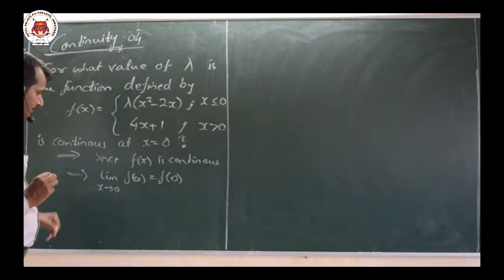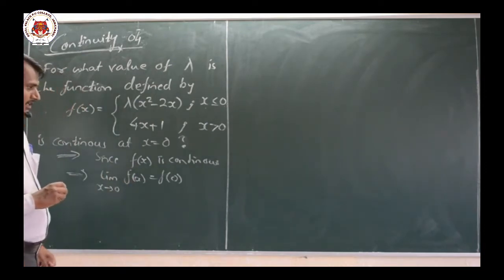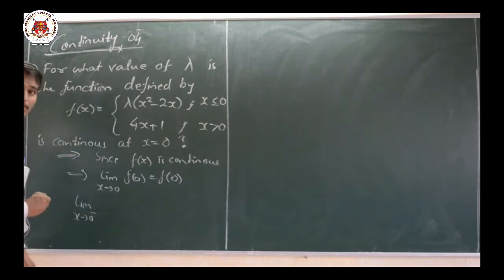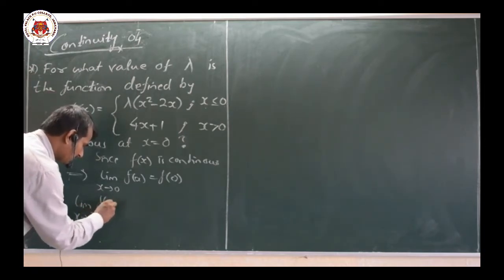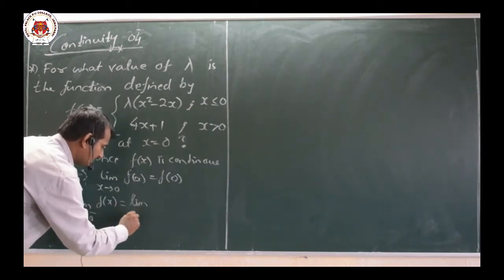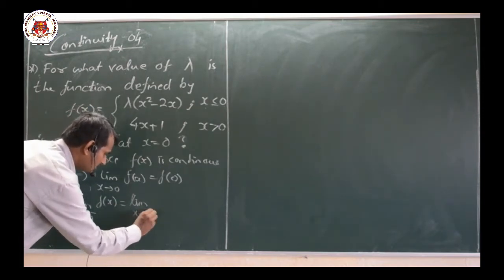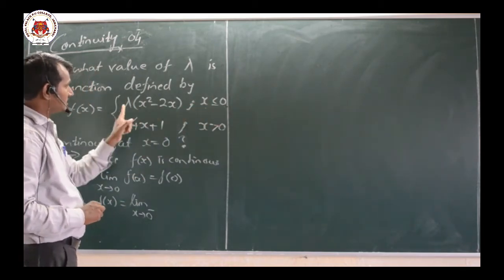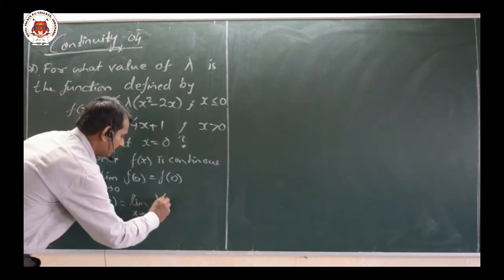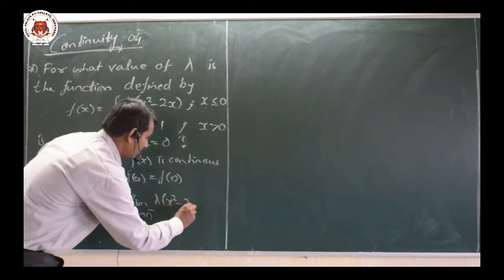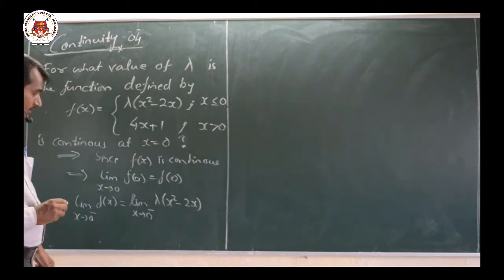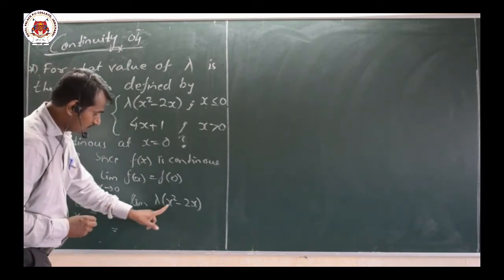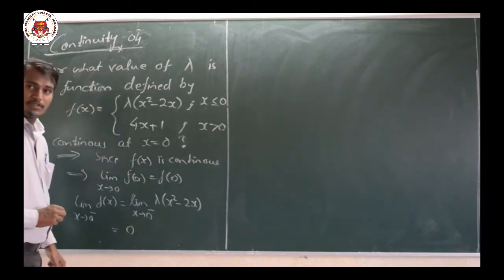Now let us take the left hand limit, that is, limit as x tends to 0 minus of f of x. x tends to 0 minus means x is less than 0, so the function value is lambda into x square minus 2x. If I substitute the value here, we get 0, and the value will be 0.